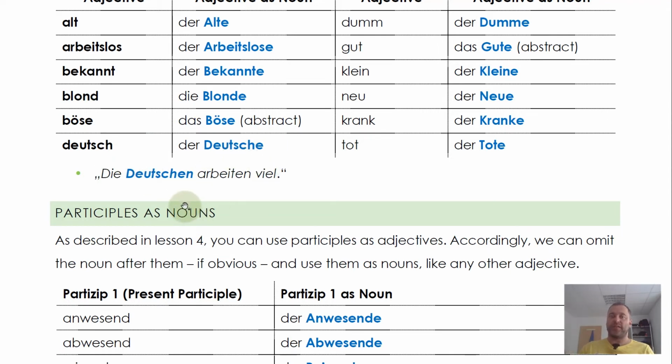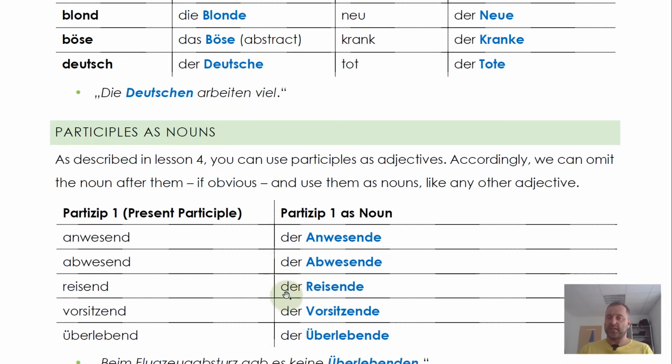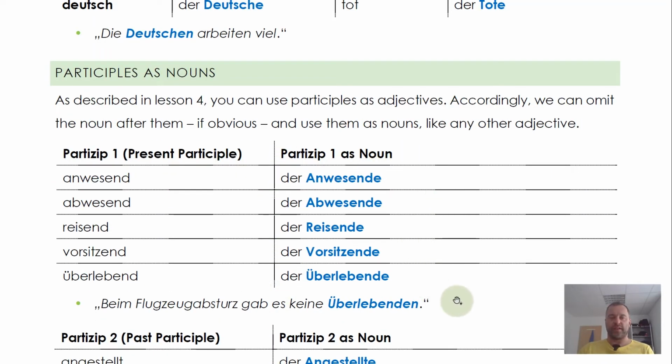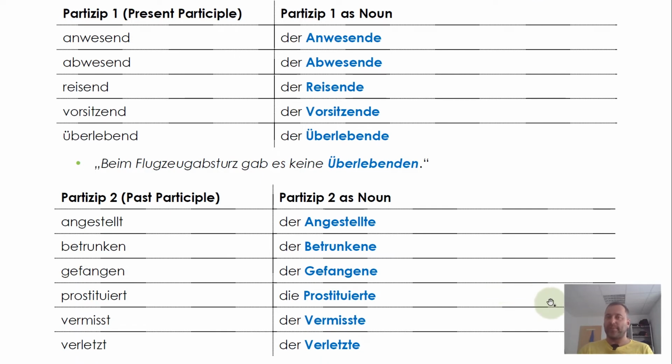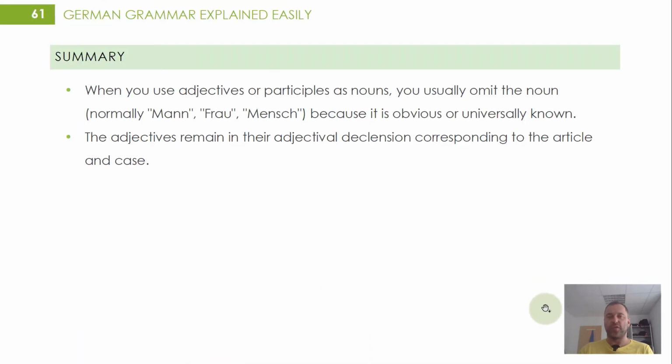So adjective declension still applies, although we drop the noun. But this is an adjective, we just use it as a noun. That's why adjective declension still applies. If you don't know how adjective declension works, check out my playlist about adjective declension, and there I will explain everything to you. There's also a step-by-step guide, so I guarantee you will understand German adjective declension after you've watched my videos. So now you know all the secrets about adjectives as nouns in the German language.